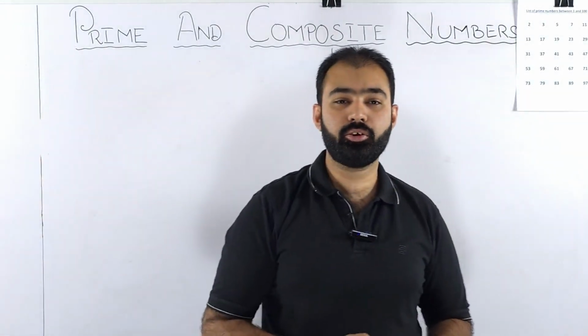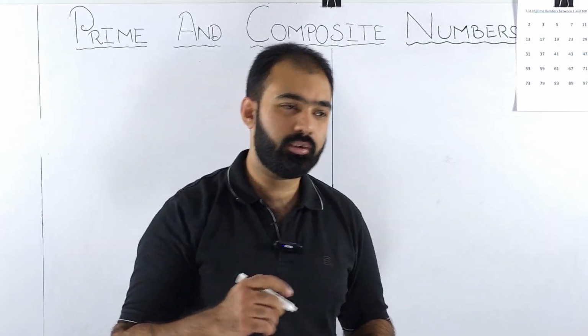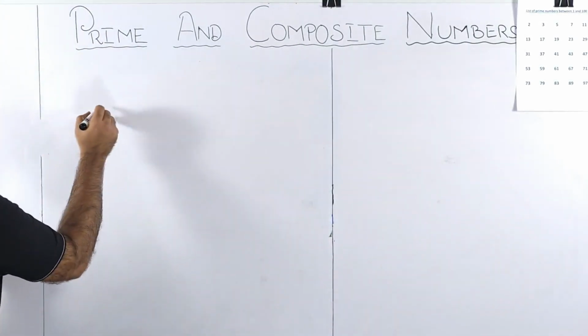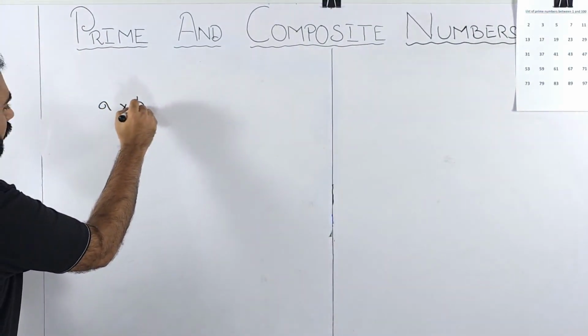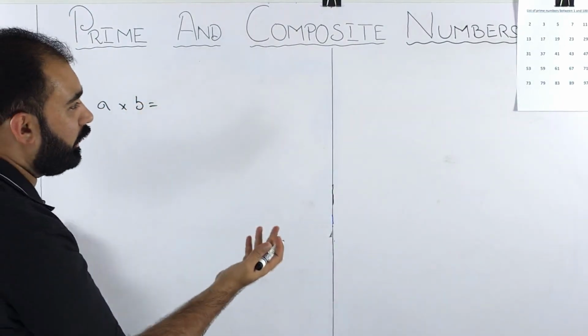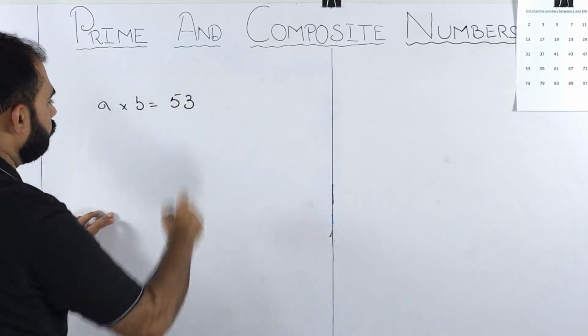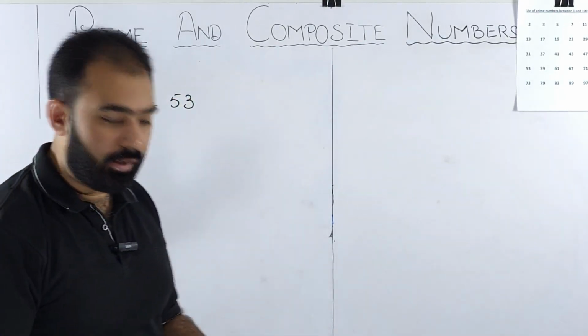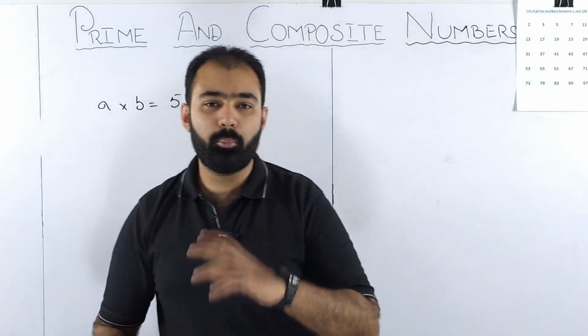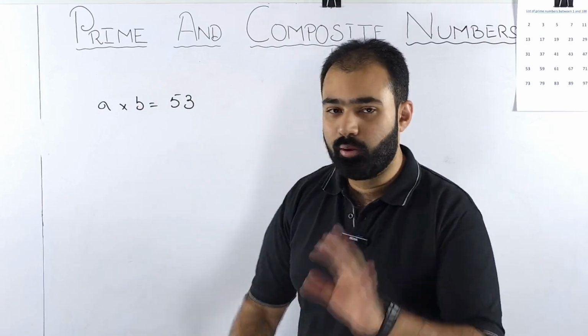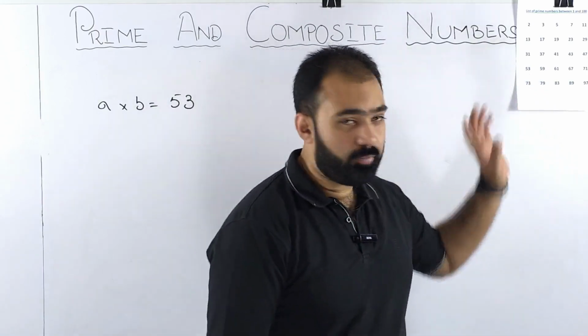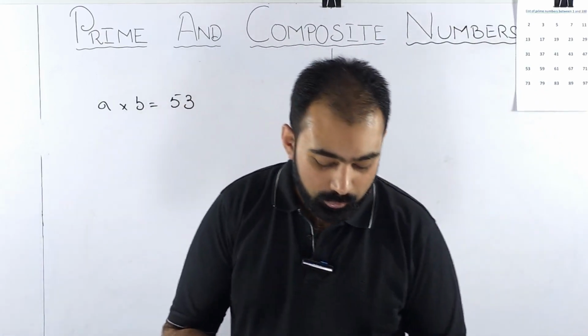Now there is another question जो कि books में बहुत commonly आता है, that is: if A into B is equals to, let's say, 53, find out the values of A and B. Now if you remember, 53 is a prime number. As we can see here, 53 is a prime number.